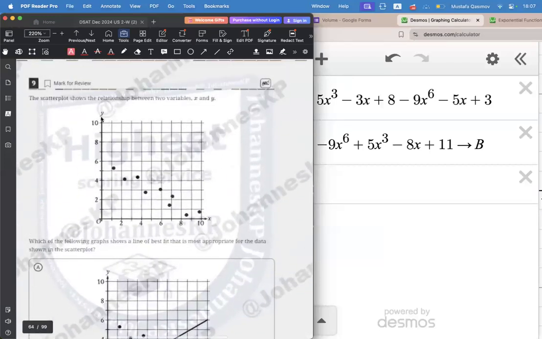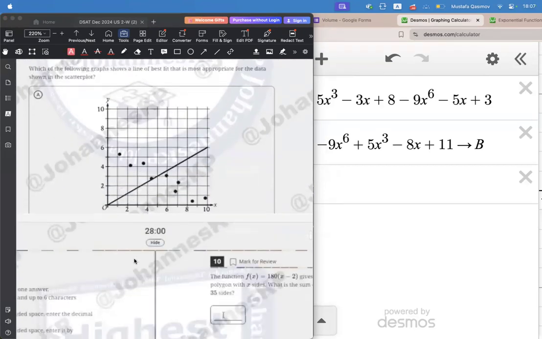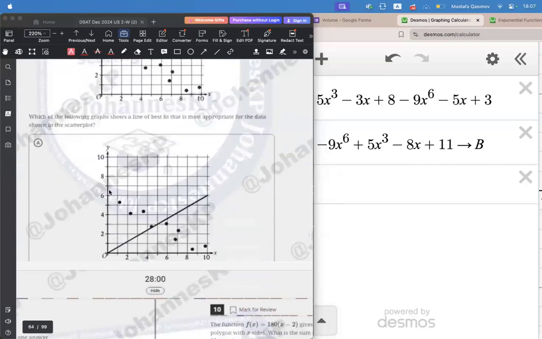9. You need to draw it like this probably. So it must be line which go down with negative slope. Not first one. Okay, we don't have answer.